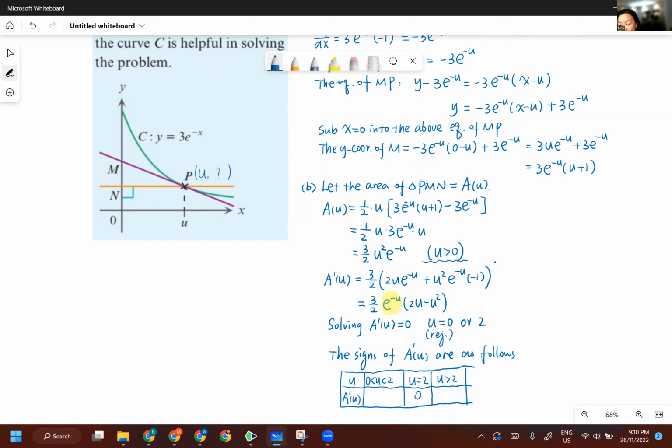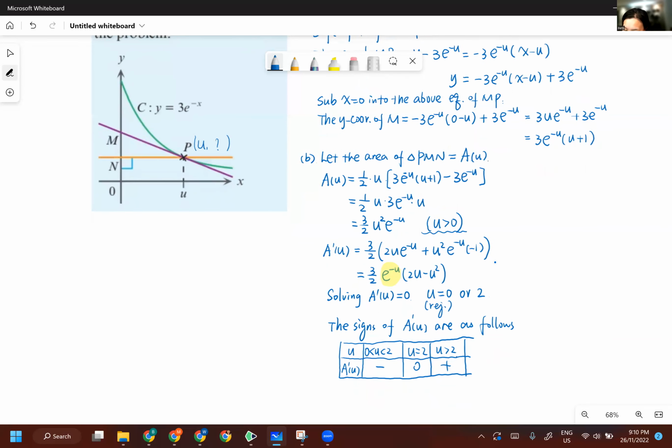So this one is negative, 0, positive. I actually tested. Believe me. I don't want my whole thing to be wrong. So I tested, and it's a local maximum. Now, because there is only one turning point when U is positive, therefore A2 is the greatest value.